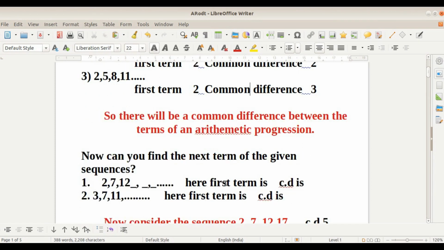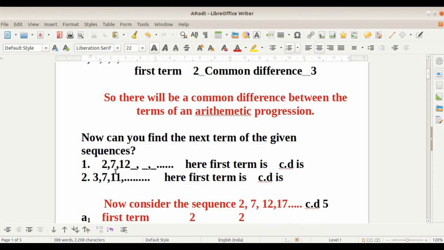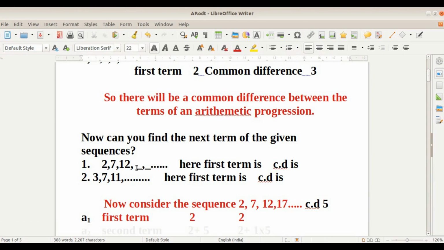Now we can go to a few examples. Can you find the next term of the given sequence? Here the first sequence is 2, 7, 12. 7 minus 2 is 5, 12 minus 7 is also 5, so automatically the next term is 12 plus 5, that is 17. Then the next term is 17 plus 5, that is 22. So here the first term is 2 and the common difference is 5.